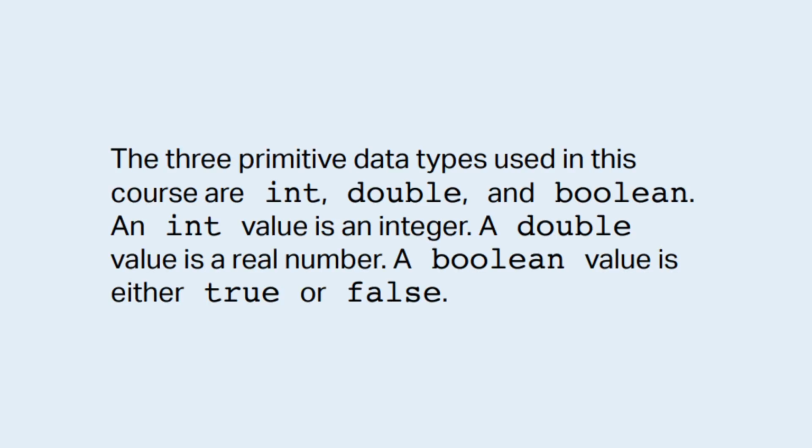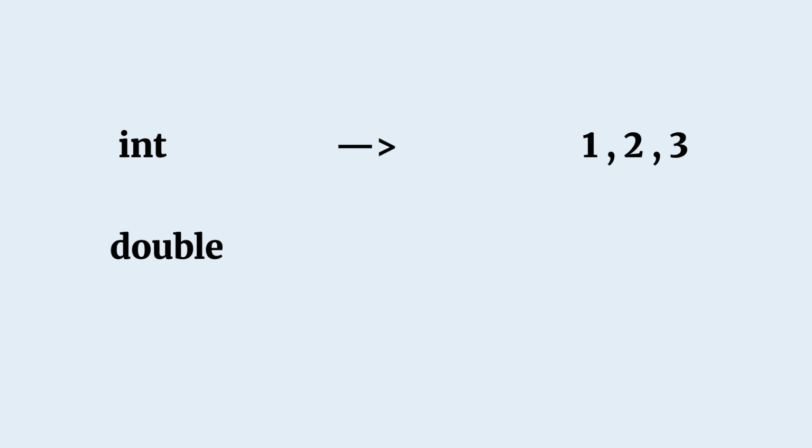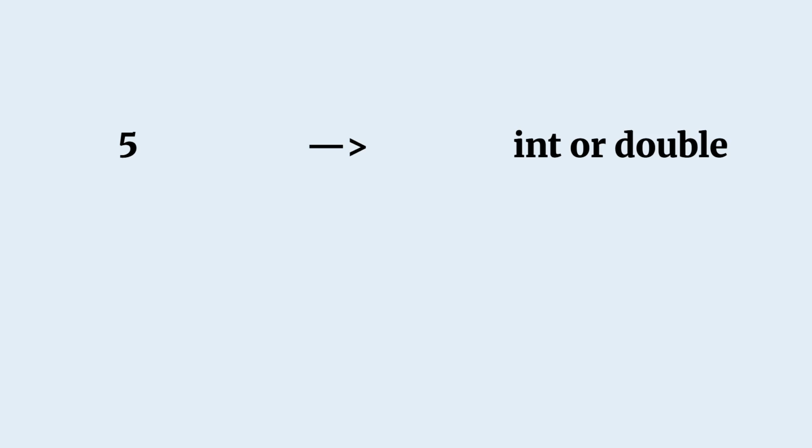The three primitive data types used in this course are int, double, and Boolean. An int value is an integer, a double value is a real number, a Boolean value is either true or false. So, in the AP-CSA course, we can represent numbers in two different ways. First is the int, which are whole numbers, and second is the double, which is any number that includes a decimal. A good thing to note here is that integers can be stored as int or double, but a number with a decimal can only be stored as a double. There is some nuance to this, which we will get into later in the course, but for now, this is a good thing to remember.